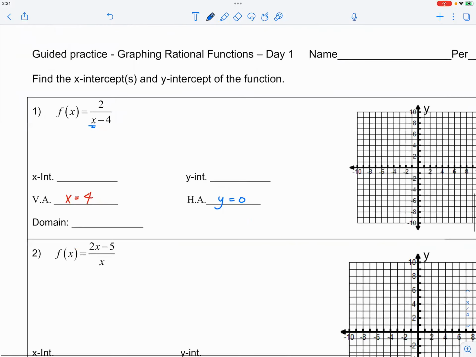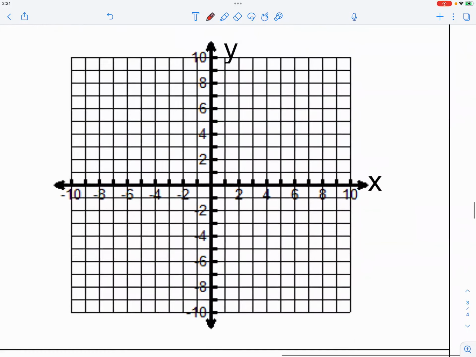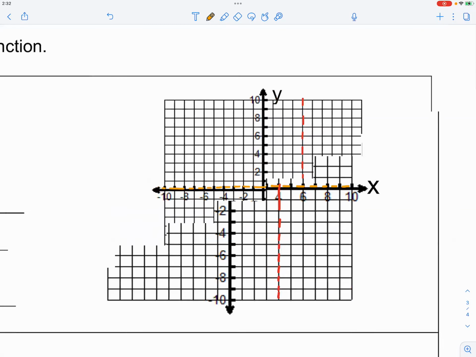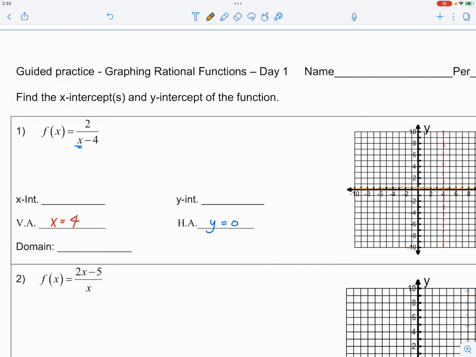Okay, so let me go ahead and draw those two asymptotes here. All right, and then the horizontal asymptote is this. All right, so let's go ahead and look at the x and y intercept. Let's look at the y-intercept. It's always easy to get the y-intercept.